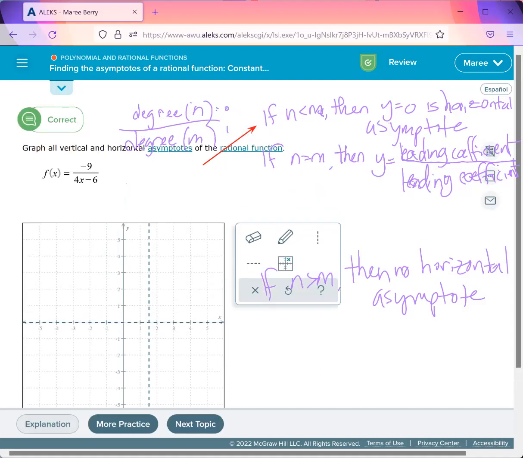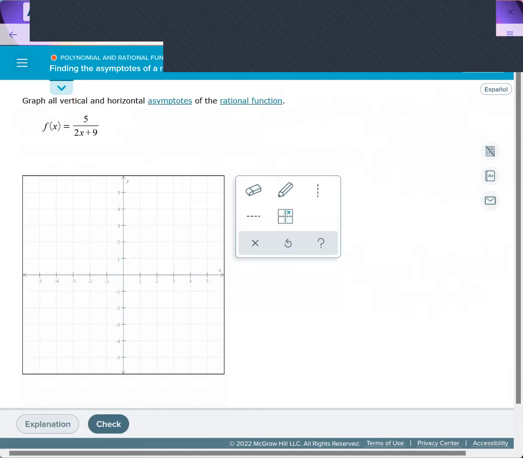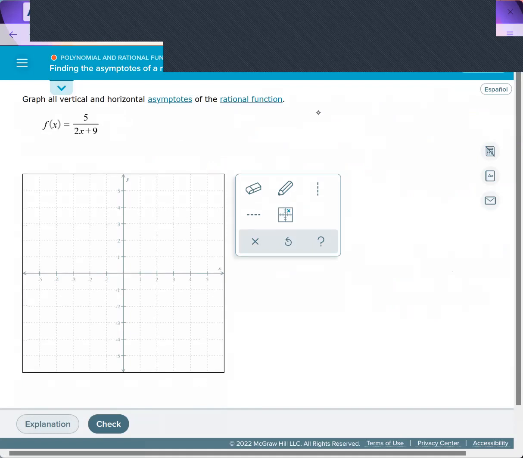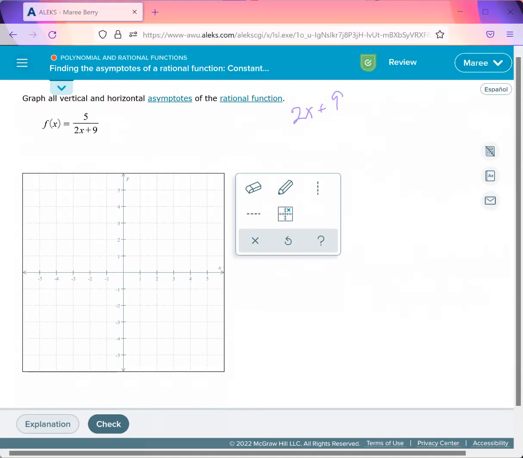Okay, so let's just do one more. Just remember that you want to find out where the denominator is equal to 0. And this is x equals -9/2. So I have plus 9, I subtract 9, and then I divide by 2.